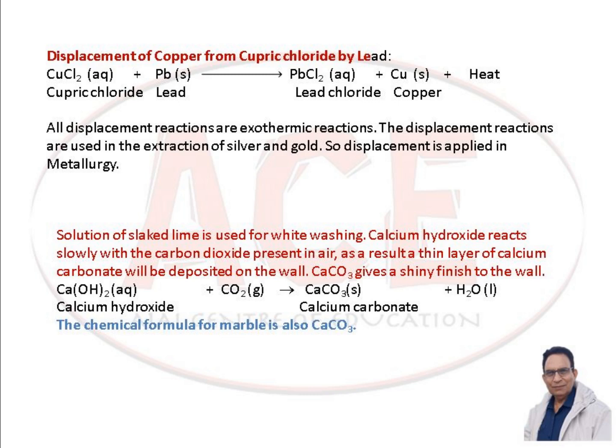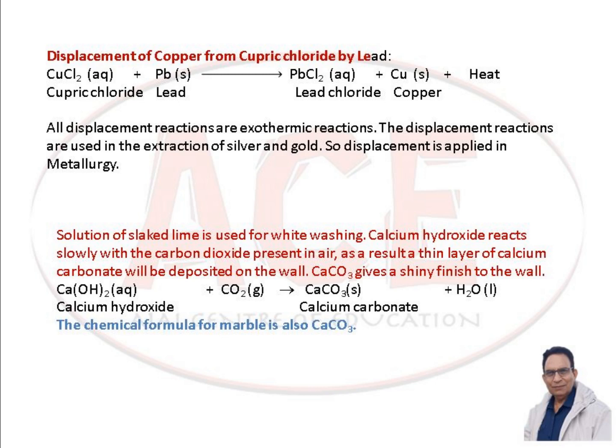Displacement of copper from cupric chloride by lead. Cupric chloride, CuCl2, reacting with Pb, lead, gives PbCl2, lead chloride, plus copper plus heat. All displacement reactions are exothermic reactions. The displacement reactions are used in the extraction of silver and gold, so displacement is applied in metallurgy.